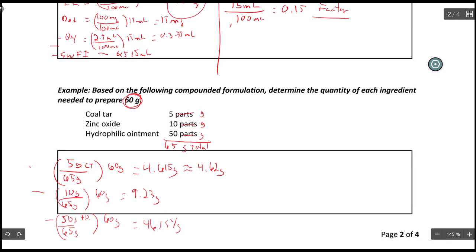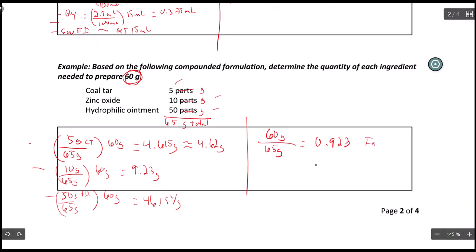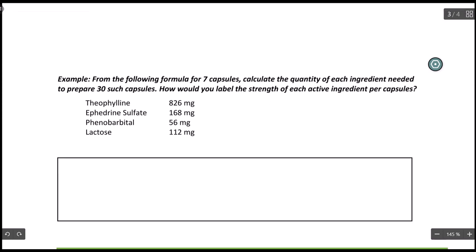You can also do the factor method if you wanted to do that, right? The factor method is, again, you can take the total amount that you're looking to make, which is 60 grams, over the formula total amount, which is 65 grams, and you get a ratio or a factor of 0.923. So you'd multiply each one of these numbers by 0.923, and you can get that as well. And again, this is that factor method. Any method you want that you find comfortable, as long as you're getting the right answer in the end.